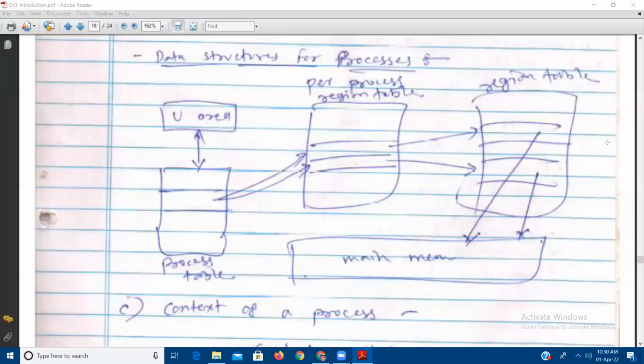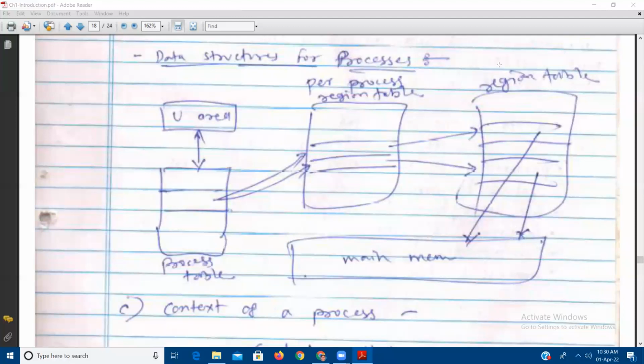Here we have discussed an overview. I said that again in the second section, in the fifth, sixth, and seventh chapters. In the seventh we are discussing memory management concepts, and in the fifth and sixth we are discussing the concepts related to processes. There we are discussing the U area in detail, the process table in detail, the per process region table in detail, and the region table in detail.